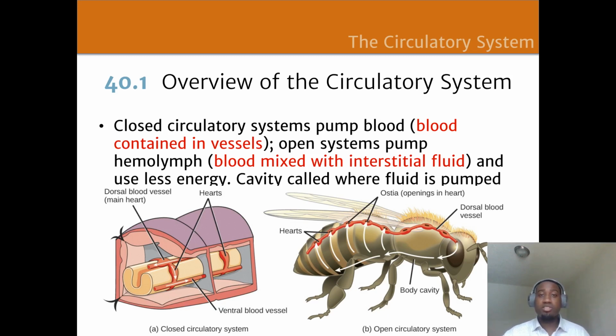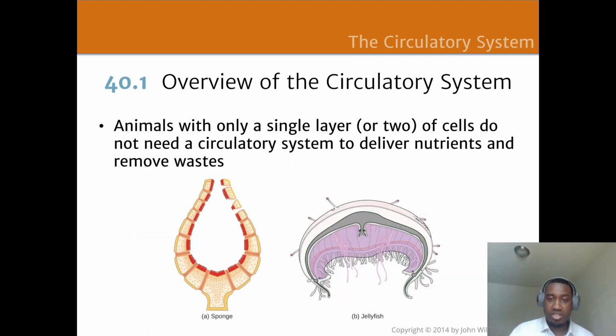So open system, closed system. Open is going to be hemolymph, and it's blood mixed with interstitial fluid. And then closed is going to be blood that's found in blood vessels. We're humans, we're closed. Insects are open, they have hemolymph. All right, and they use less energy, the insect way.